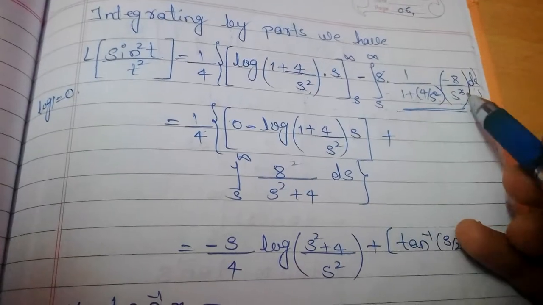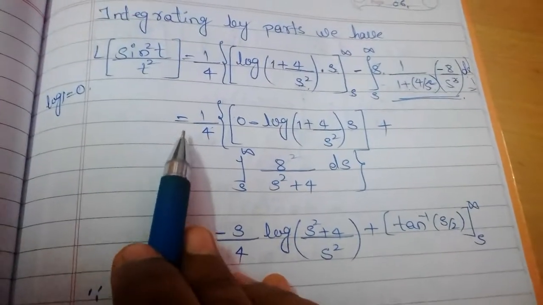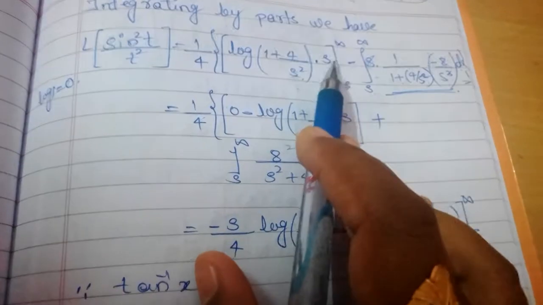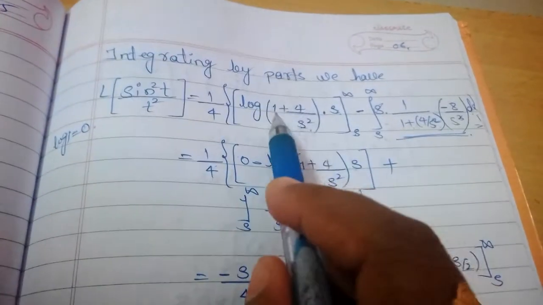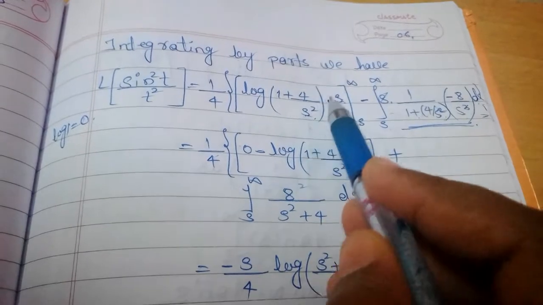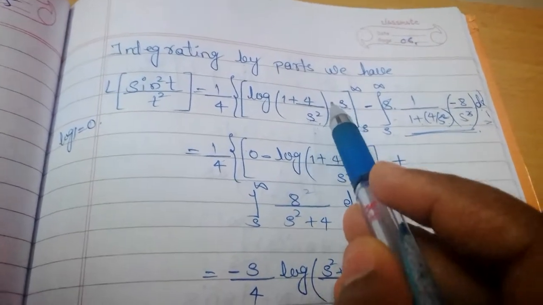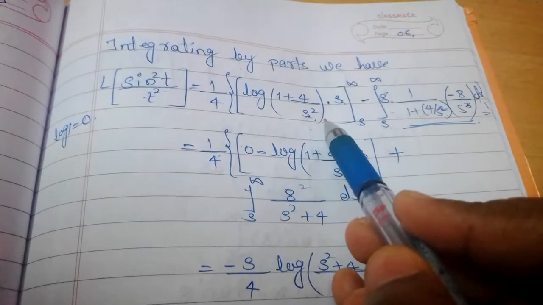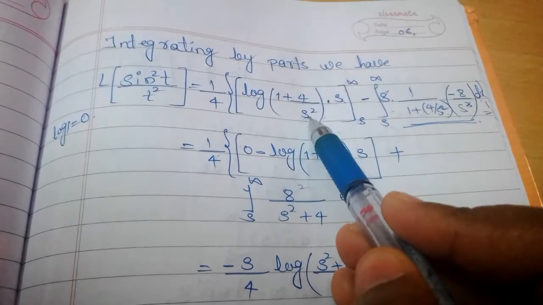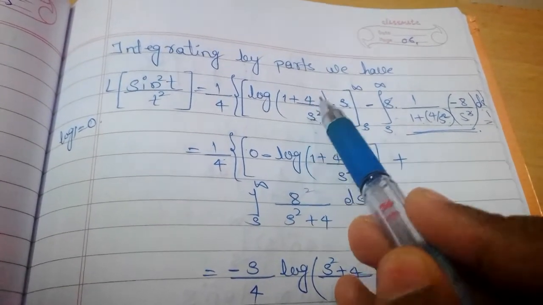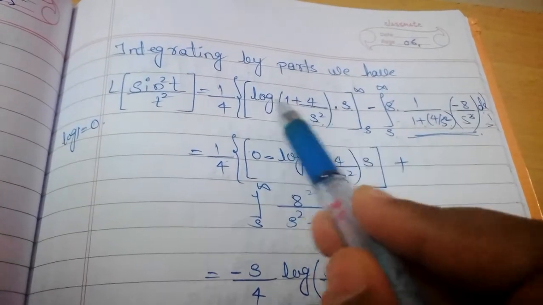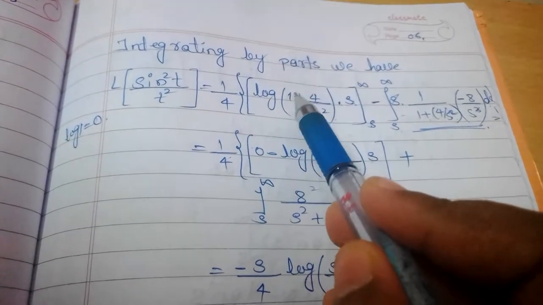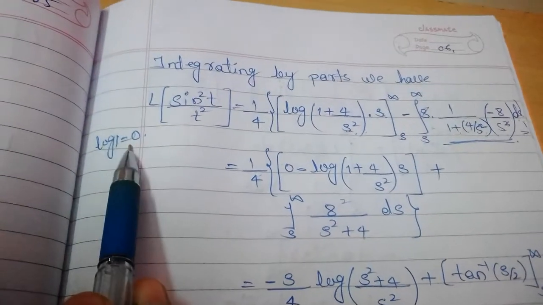Solve this one, you get this answer, which is equal to half into, here it is, log of 1 plus 4 divided by infinity into infinity. See, first we are applying the upper limit here. 4 by infinity, anything by infinity is 0. 0 into infinity is again 0. Therefore we get only log 1 here. Log 1 value is 0.